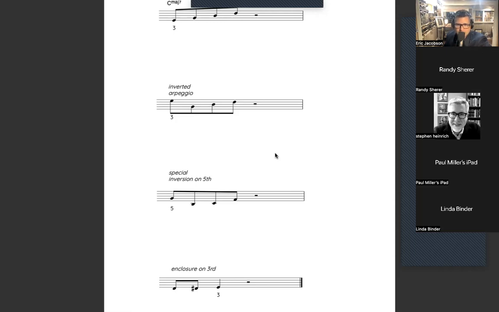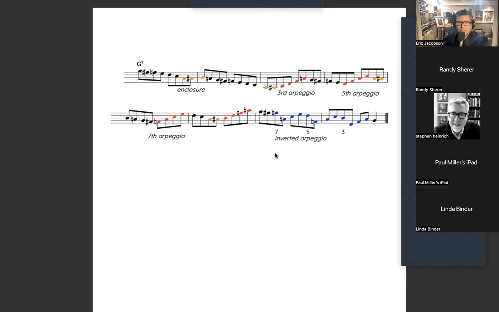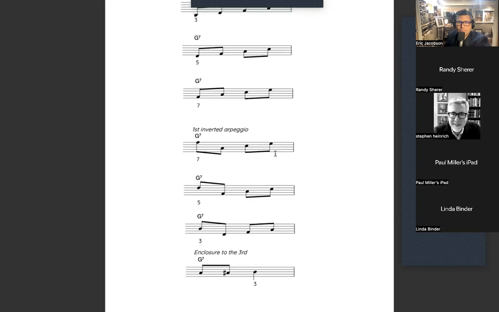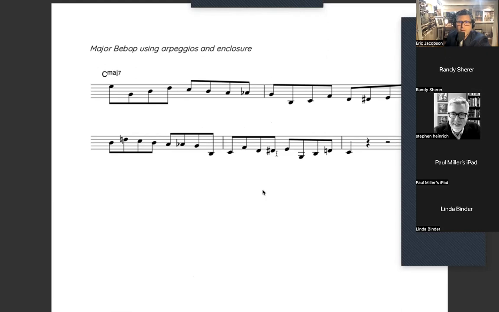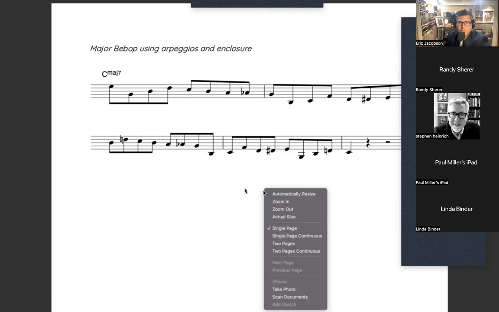I practiced my descending of the scale. I practiced my arpeggios, my enclosure. All right, now putting a line together on the major bebop. Let me find that real quick for you guys. There we go. All right, make it a little smaller here.